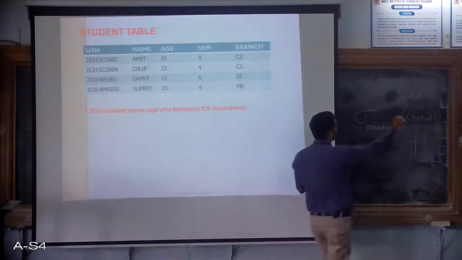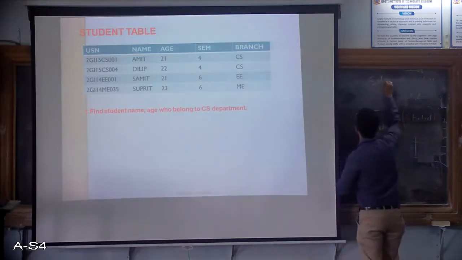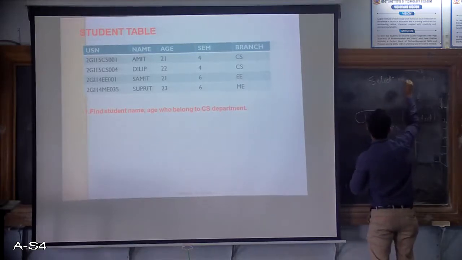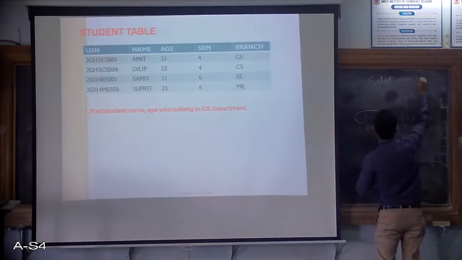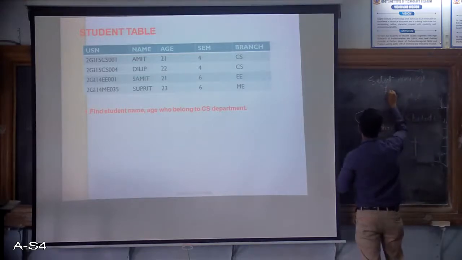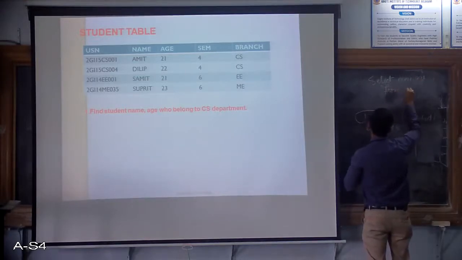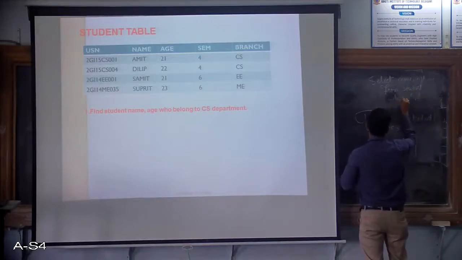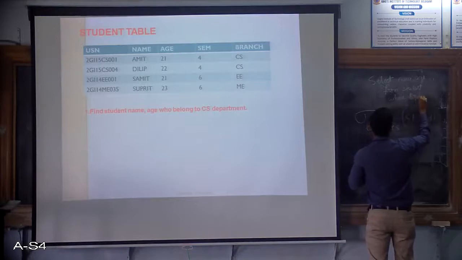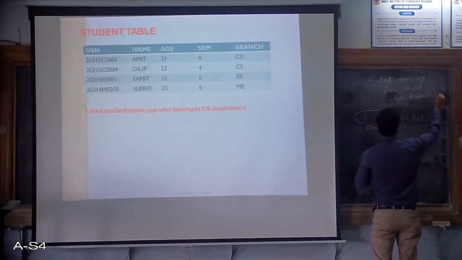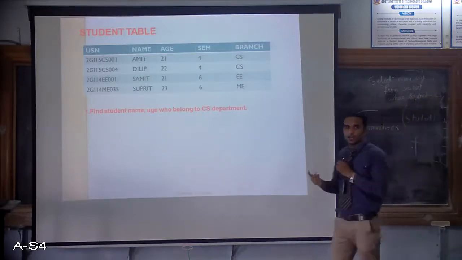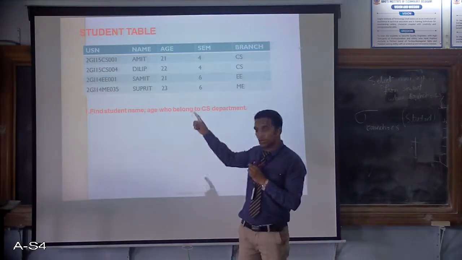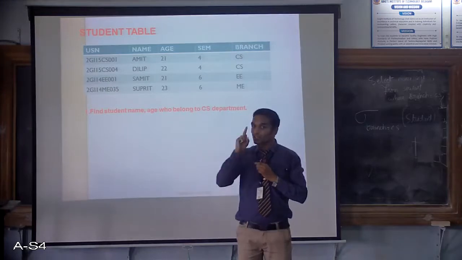Okay, I'll write the SQL query here directly. Select. What they have told to select me? Name and age. So select name, comma age from student where branch equal to CS. So what does this mean? It will select me the name attribute and age attribute from student whose branch is CS, the SQL query.